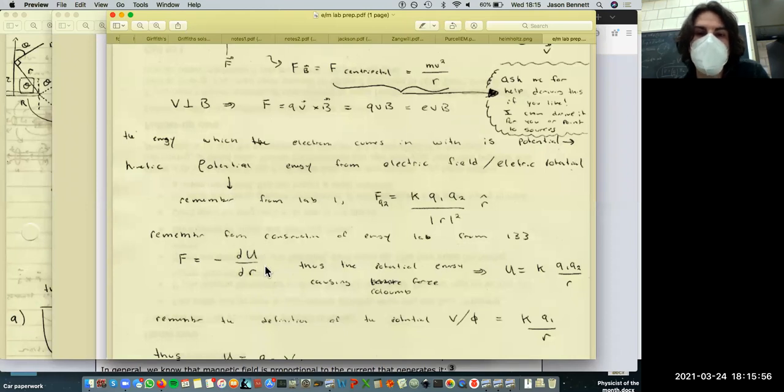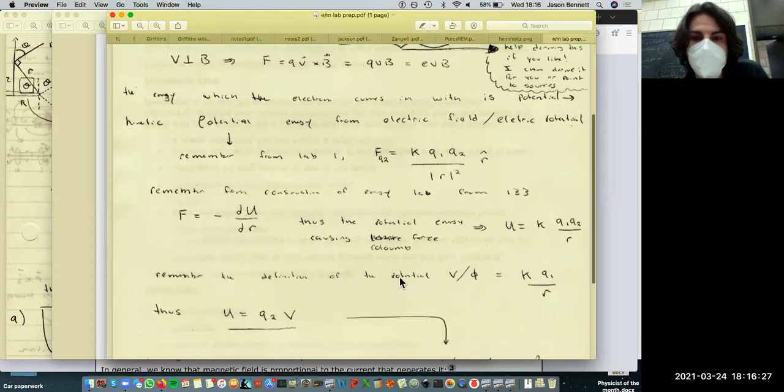And so if I guess and check, I know that this thing has an r squared down here. I'm just talking about quantities here, so you can just ignore this vector. Because this thing is in the denominator, I know I'm going to pick up a minus sign. So the minus sign cancels with this minus sign from the formula over here. And if I take the r derivative of this, I do indeed get the force. And now remember also from lab 1 that we defined the electrostatic potential as everything in the electric field except the vector.